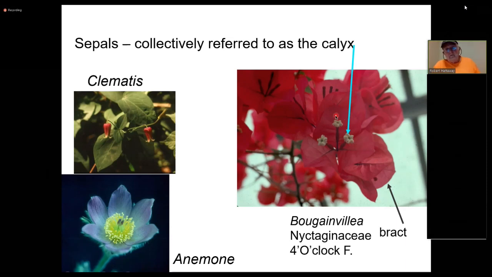The four o'clock family is known for having no petals. In fact, I have a four o'clock growing outside, and I don't have it here in the presentation, but what you call the flower of the four o'clock, the would-be petals are really sepals. They look a lot like these on bougainvillea, the tropical vine. There are no petals, and these are the sepals, and these red or pink things are bracts. So there are attractants, but they're not in the form of petals.